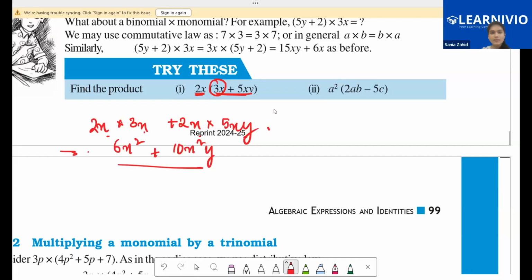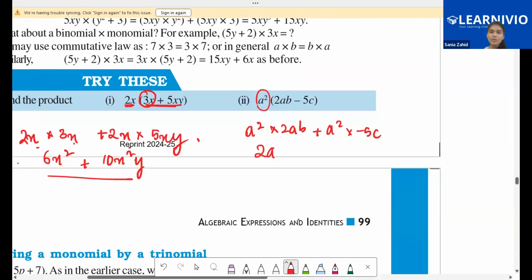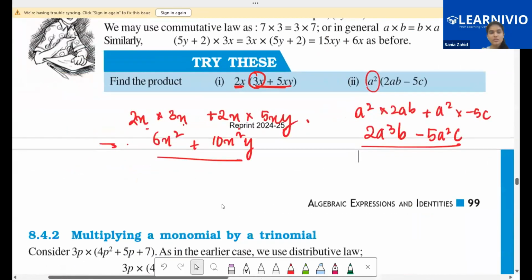Now, let's discuss this one also. What you'll do again, you take this term, you multiply it with 2ab. Again, you take the same term, you multiply it with minus 5c. Then just take care of the signs very carefully. Next, a square into 2ab becomes 2a cube b. And plus a square into minus 5c becomes minus 5a square c. Right? So this is your solution.